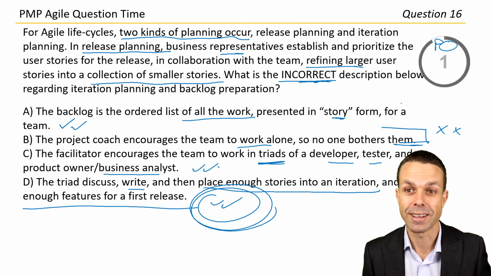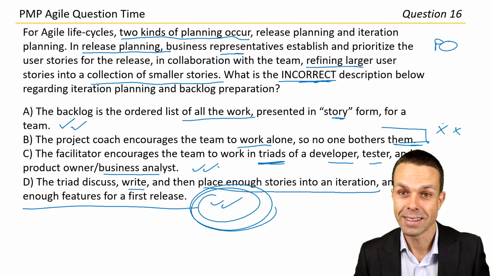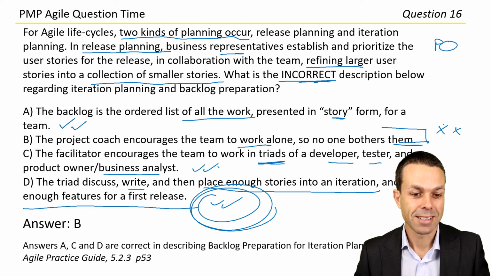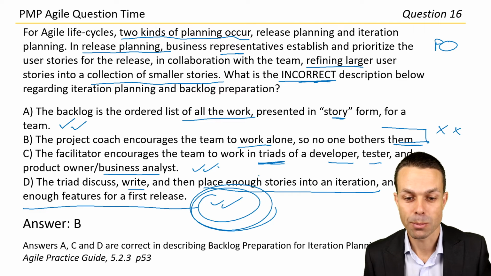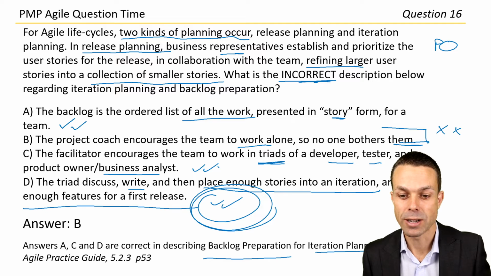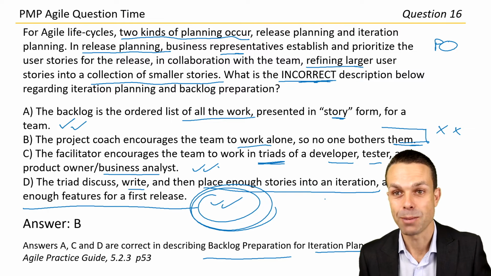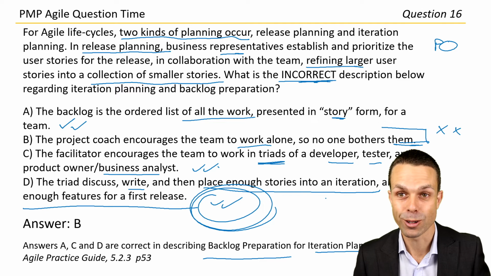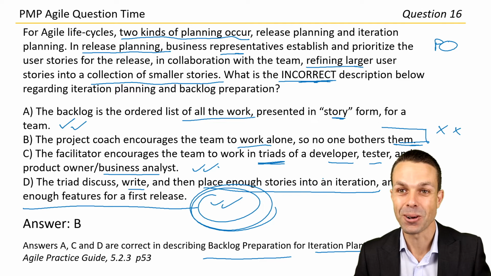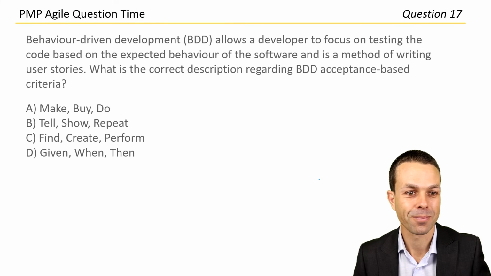So I think we're going to go with the incorrect answer being B. Answer B. Answers A, C, and D are correct in describing backlog preparation for iteration planning, according to the Agile Practice Guide from the Agile Alliance and Project Management Institute. A wonderful guide if you ever get into it. How did you go? Let's get into the next question.